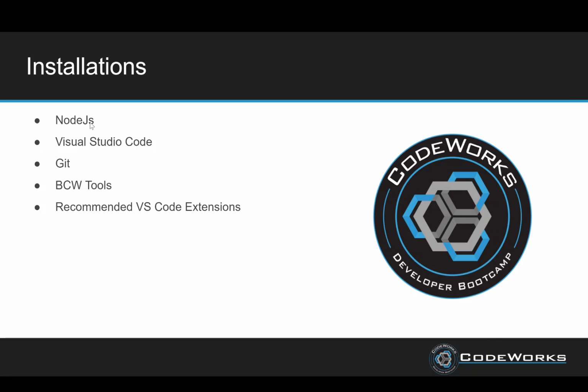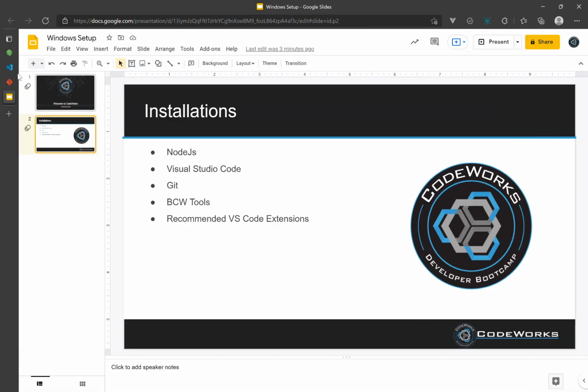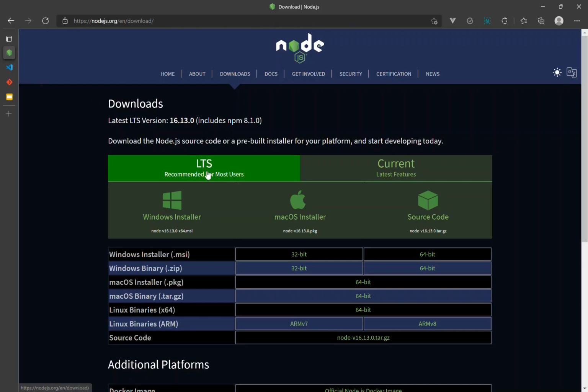Today we're going to be installing Node.js, Visual Studio Code, Git, some BCW tools, and we'll talk about some recommended VS Code extensions. So the first thing I'm going to do is go to the Node website to do this. That URL is nodejs.org. I'm of course in English, and download. If you just Google Node.js download, usually this is one of the earliest links that shows up.